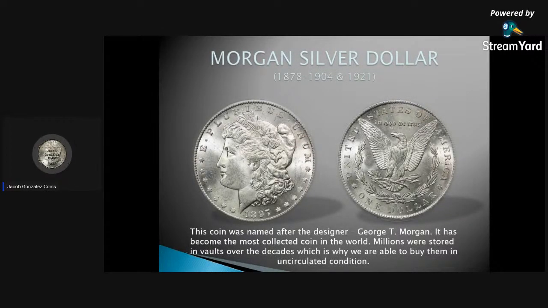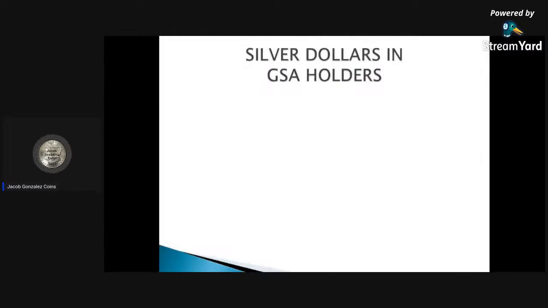So this coin was named after the designer George T. Morgan. It has become one of the most collected coins in the world. Millions of them were stored in vaults over the decades, which is why we're able to buy them in almost uncirculated condition. And that's what makes these coins so beautiful.